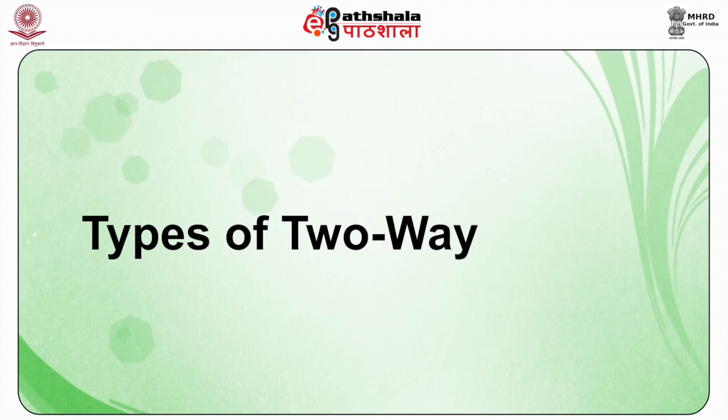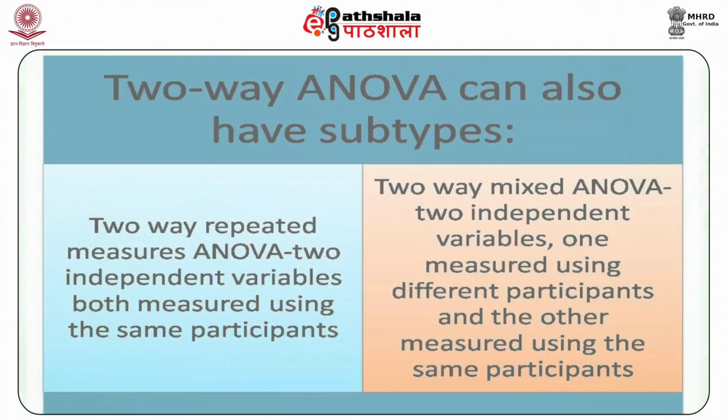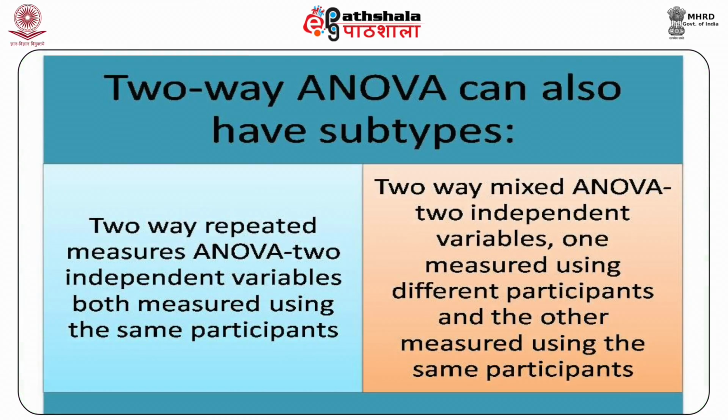The types of two-way ANOVA. Two-way ANOVA can have different subtypes. Two of them are the two-way repeated measures ANOVA, that is, the two independent variables both measured using the same participants, and the two-way mixed ANOVA, in which two independent variables, one is measured using different participants and the other is measured using the same participants.